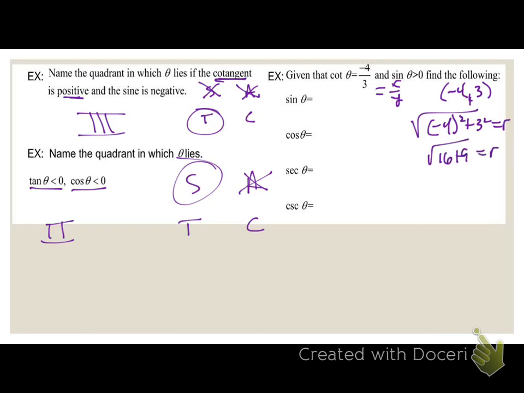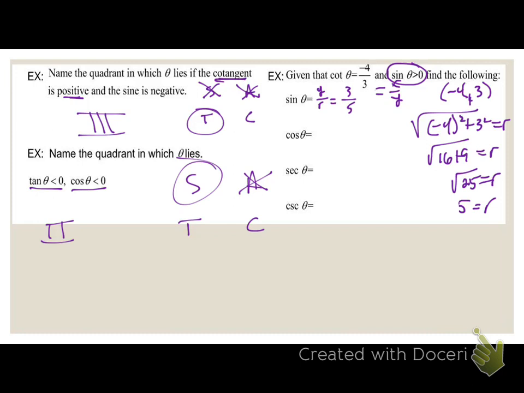16 plus 9 equals r squared. And then square root that, and r is going to be 5. Now, it should be plus or minus 5. Okay? But since sine is positive, tangent apparently is negative, right? That means that if sine is going to be positive, and sine is y over r, y is already positive 3. That means that we can't let r be negative 5. It's got to be positive 5. So we can get rid of the plus or minus.